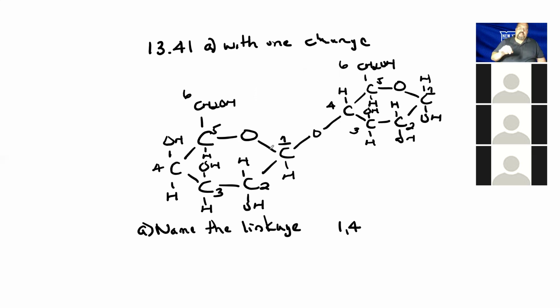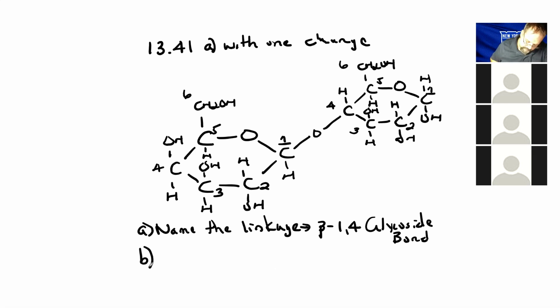What direction is the linkage going off of carbon number 1? It's going up. How do we refer to up? Do we use alpha or beta? We use beta. So this linkage would be a beta 1,4 glycoside bond. All right, so that's letter A.